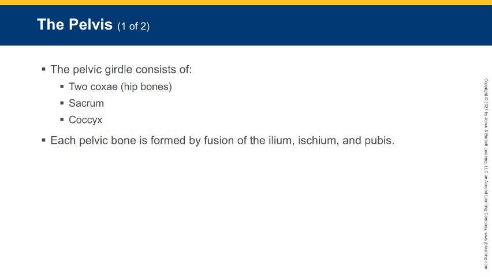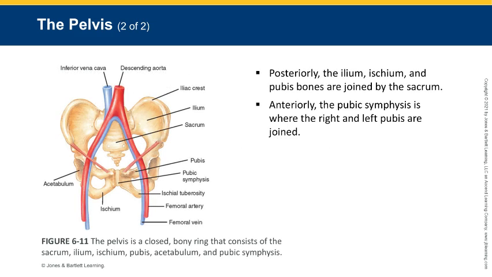The pelvic girdle consists of the hip bones, sacrum, and coccyx, with each pelvic bone formed by the fusion of the ilium, ischium, and pubis. Here is a visual representation of the pelvis, showing its components.